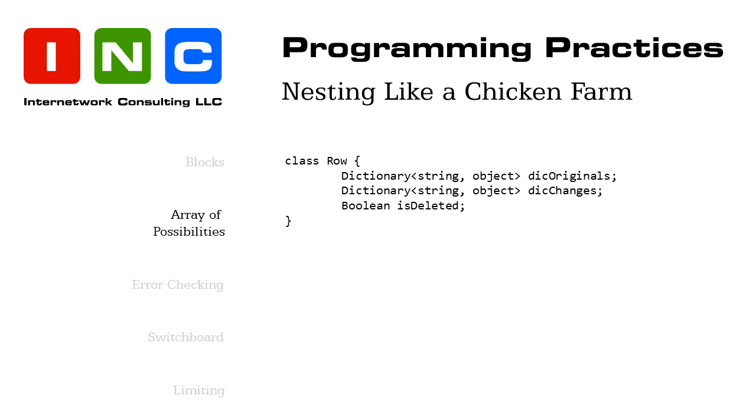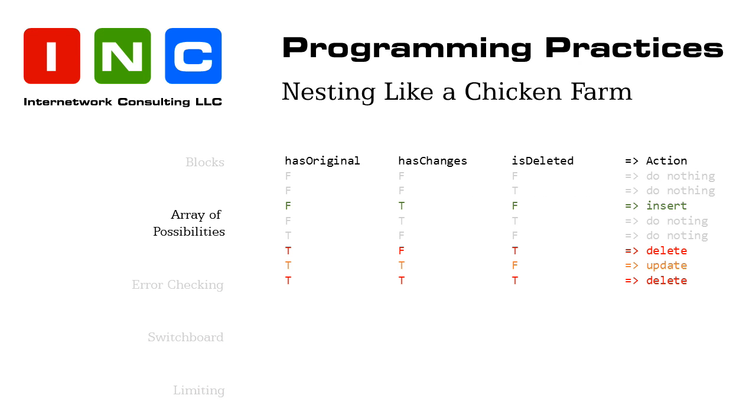We also need a boolean is deleted to determine if the row was flagged for deletion. From this, we know that if the original's dictionary is empty, the row must be a new row. We also know that if the changes dictionary has any values, the row has been updated. When dealing with this complexity, 2 possible values over 3 variables yielding 8 possibilities, I use a truth table to ensure all conditions have been accounted for. Notice the do nothings.